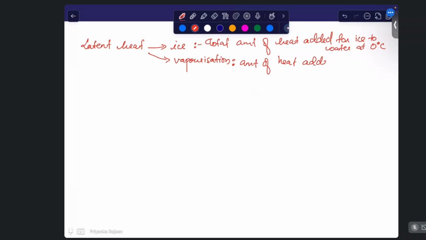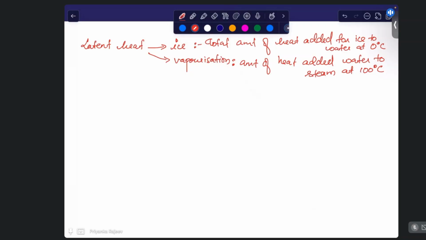Now, latent heat of vaporization means the amount of heat added for water to steam at 100 degrees centigrade. That means what? Latent heat of ice means you will be adding heat, but there won't be a temperature change for the ice at 0 degree. Instead, that ice at 0 degree will be turning into water at 0 degree centigrade. So that is latent heat of ice.